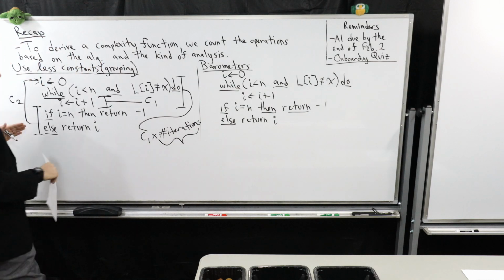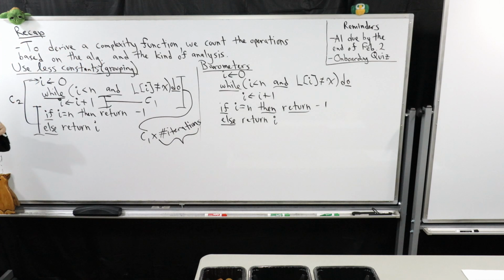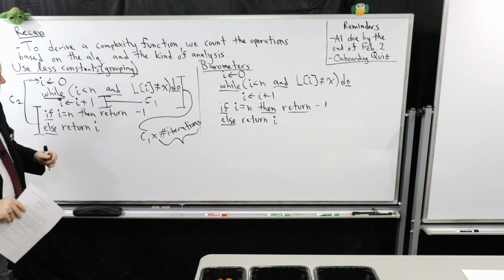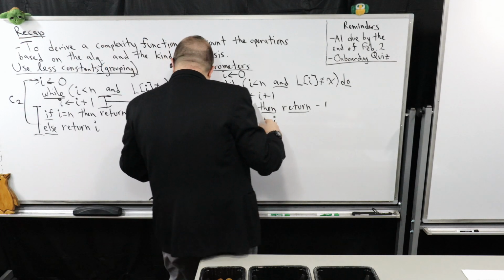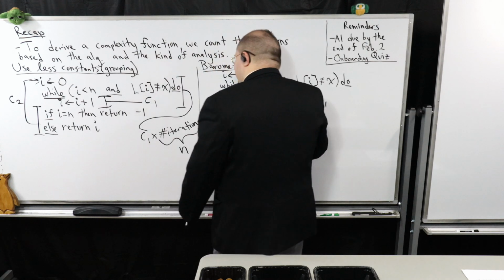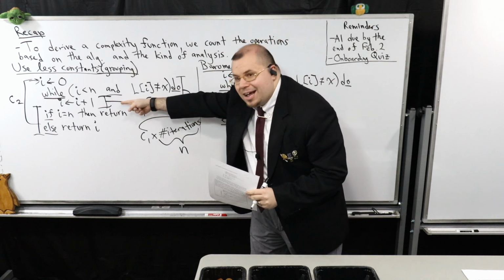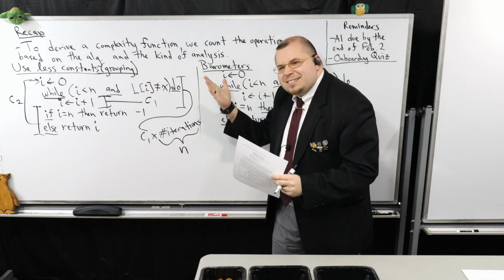So you'll very often find that I don't really have to worry so much about it being n plus 1 versus n. So really, if I were to look at this, I could simply say the number of iterations of how many times this line happens is just n, right?